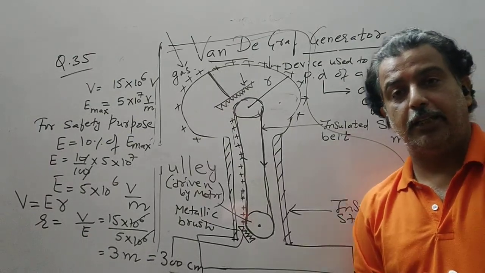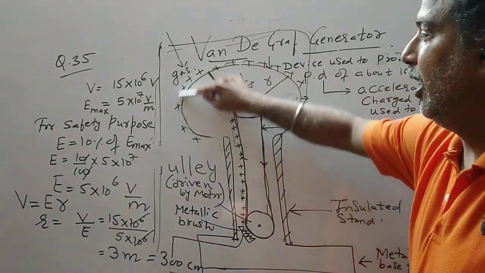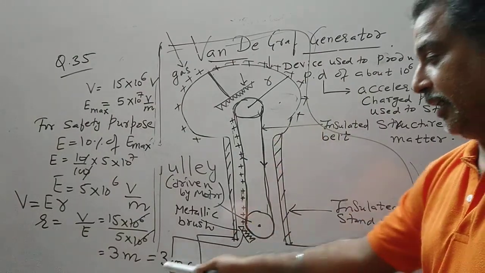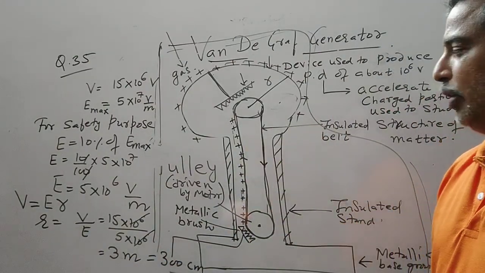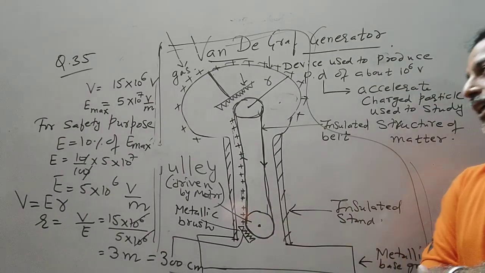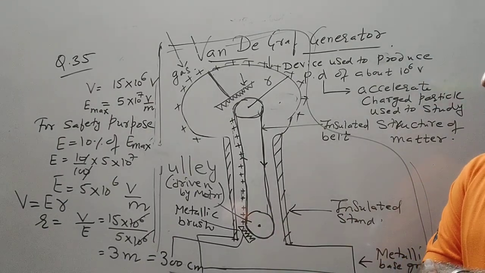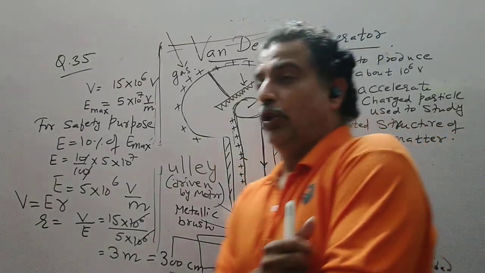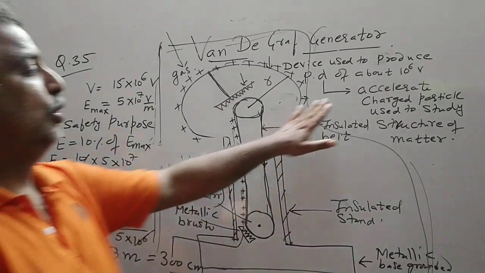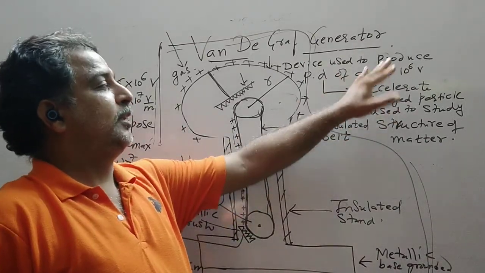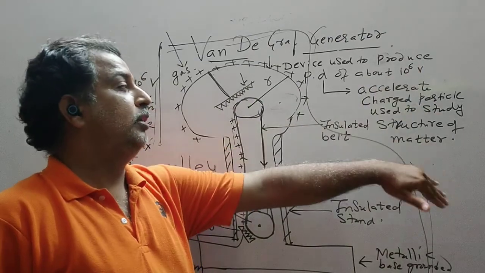A Van de Graaff generator requires a large spherical shell. The radius is 300 centimeter, or you say it is 3 meter, so it is not a small value as far as the radius is concerned. Again, try to understand that a Van de Graaff generator is a device which is used to produce or create a potential difference of 1 million volt.